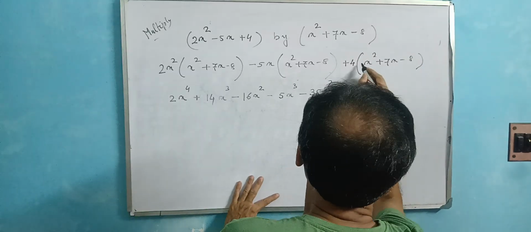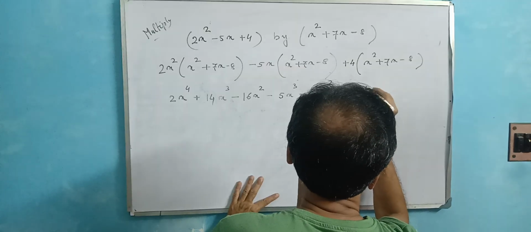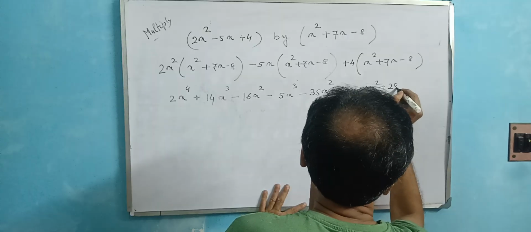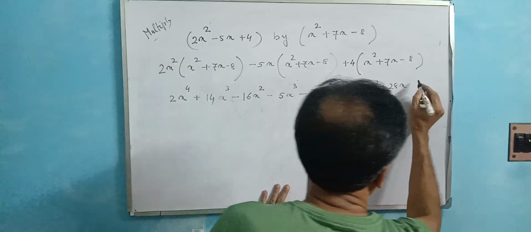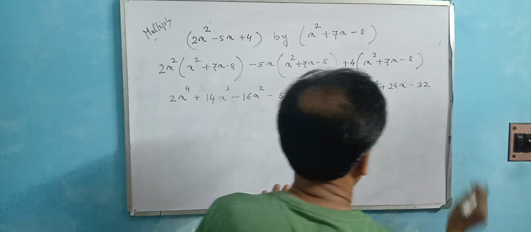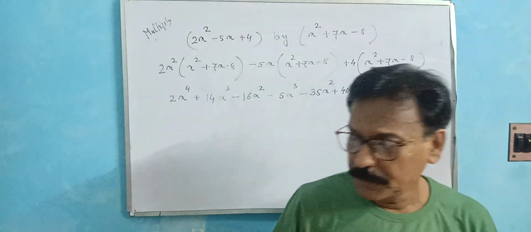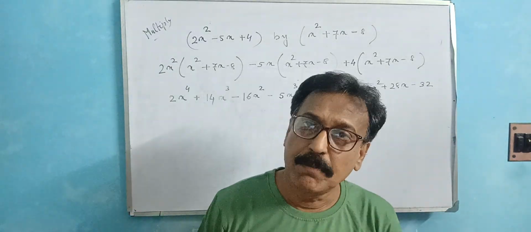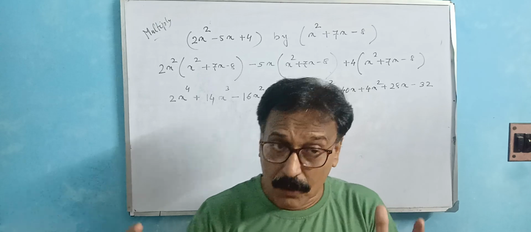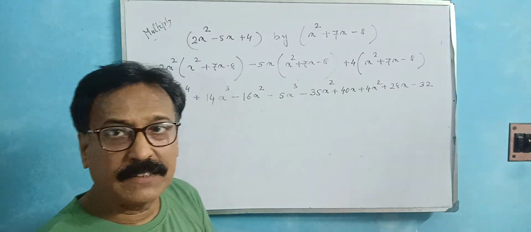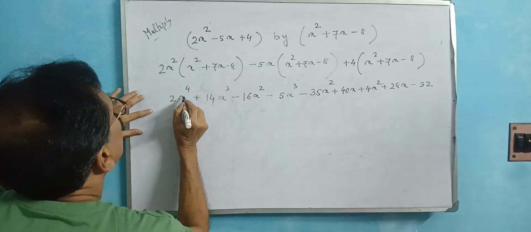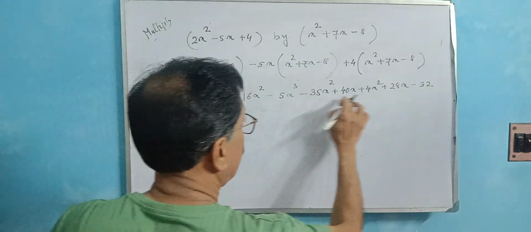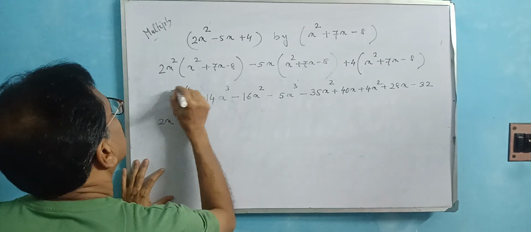Now here plus, so plus plus plus 4x square plus plus plus 28x, and this is plus minus minus 4 8s are 32. Okay, no problem at all. Clear? Now the multiplication is completed. The rule of simplify apply here. Okay, the same or the like term is side by side. First you take 2x to the power 4, here is 2x to the power 4, here is x to the power 4 is there? No. Okay, so it is clear.